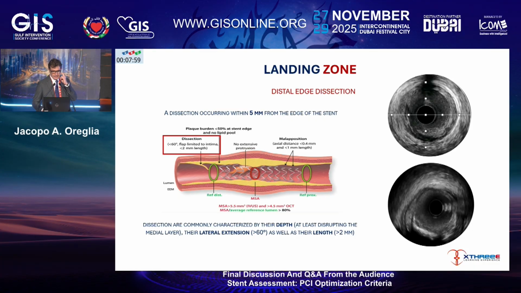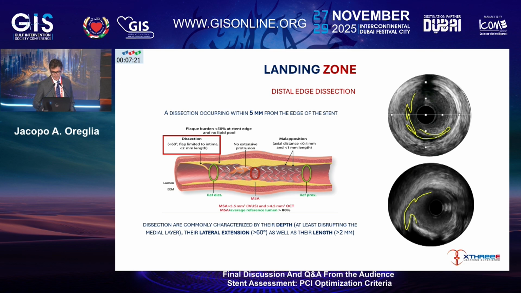What is different is the presence of edge dissections, because edge dissections are related to stent thrombosis, and we define an edge dissection as all the dissections that occur within 5 millimeters from the edge of the stent. And we measure the length of the dissection and also the degree, the arc degree of the dissection. And the magic numbers are 60 degrees as lateral extension, so as arc of dissection, and 2 millimeters as far as the length of the dissection is concerned.